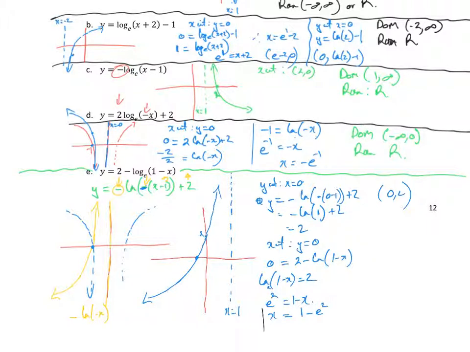So there's the intercept, so the domain. What is my domain in this case? It's from minus infinity to positive 1. And my range again is R. Okay, so just start with the basic shape and apply all the transformations that we need to.